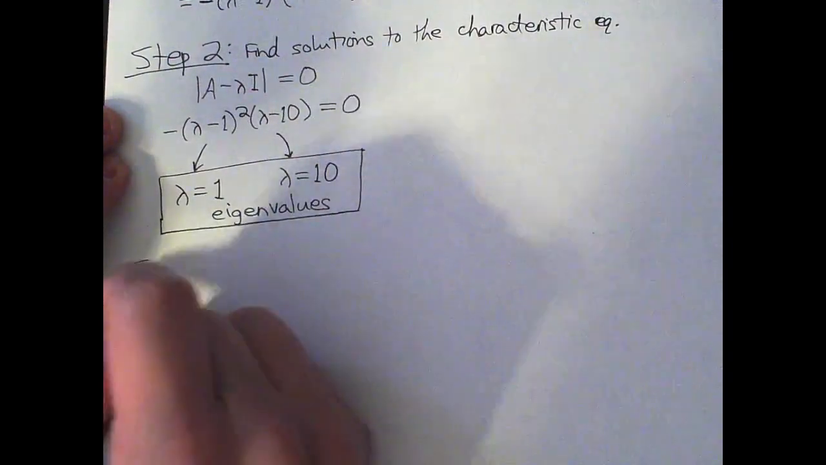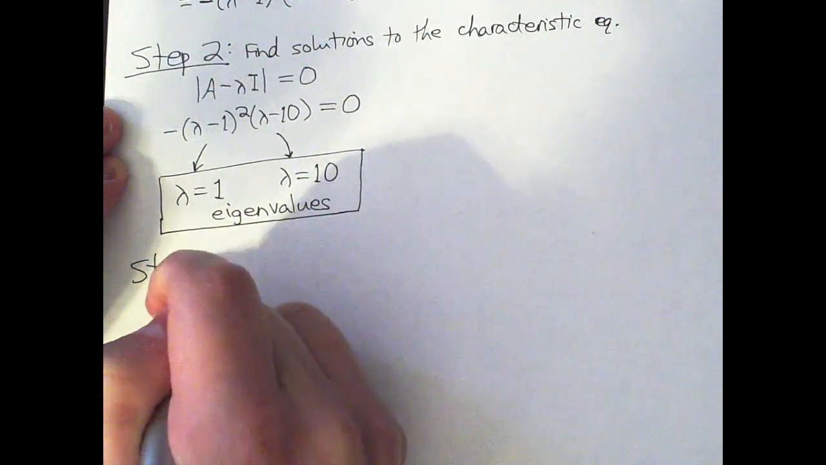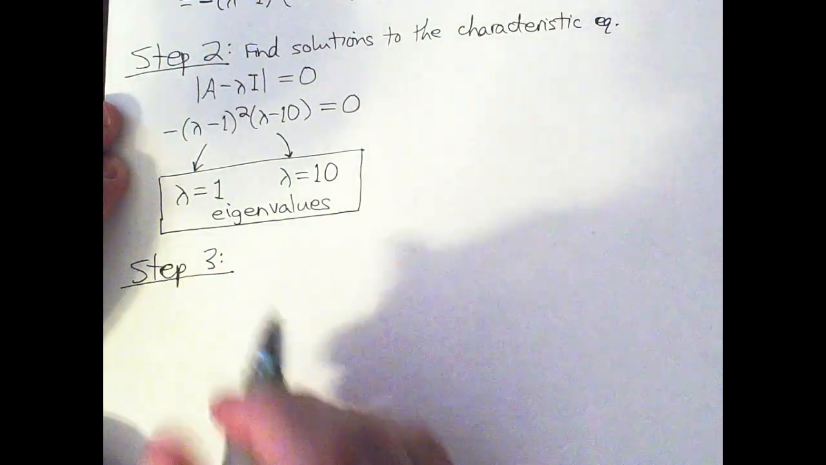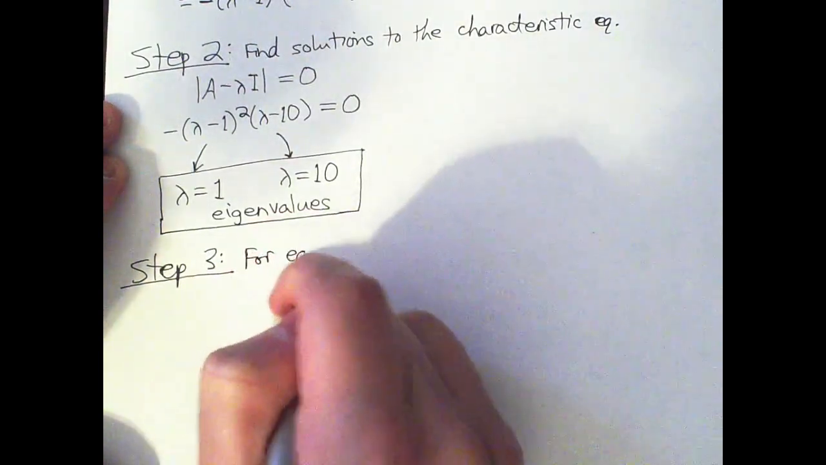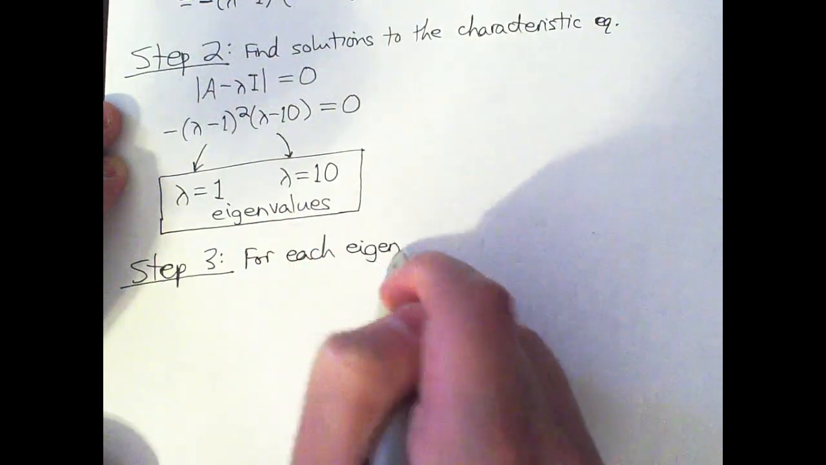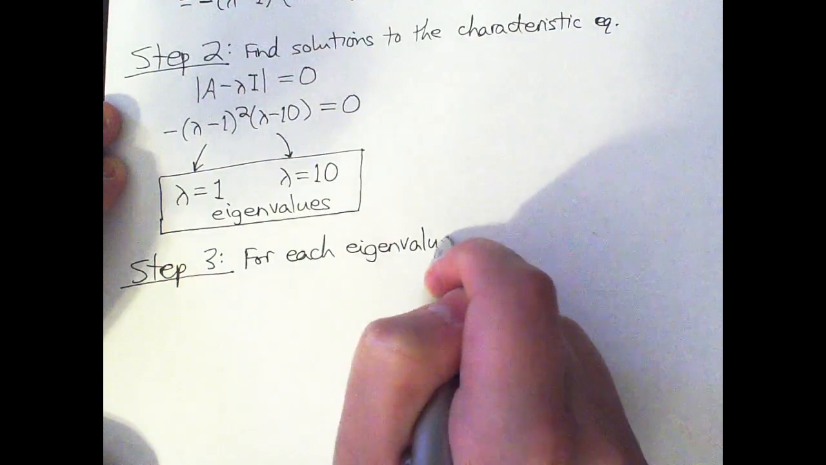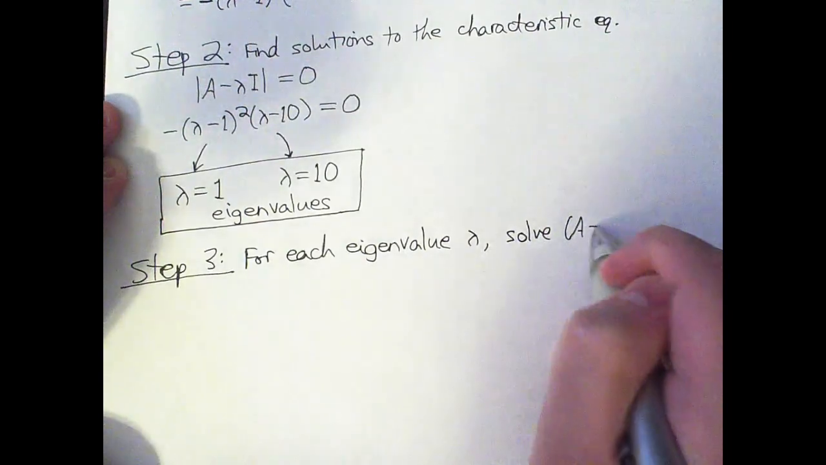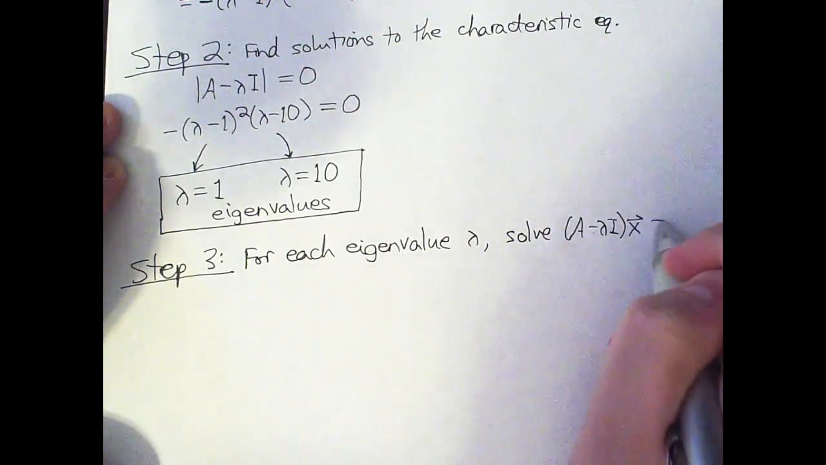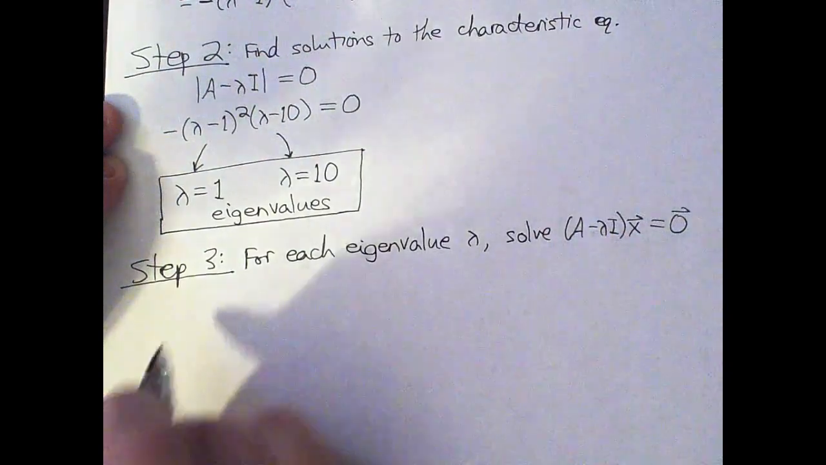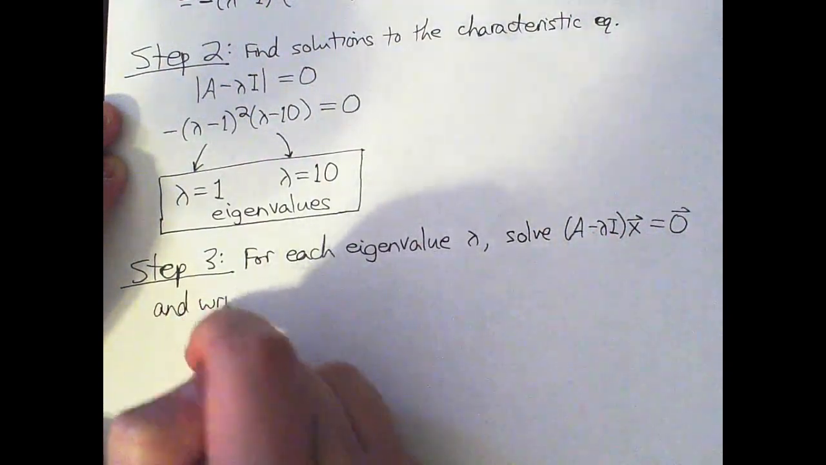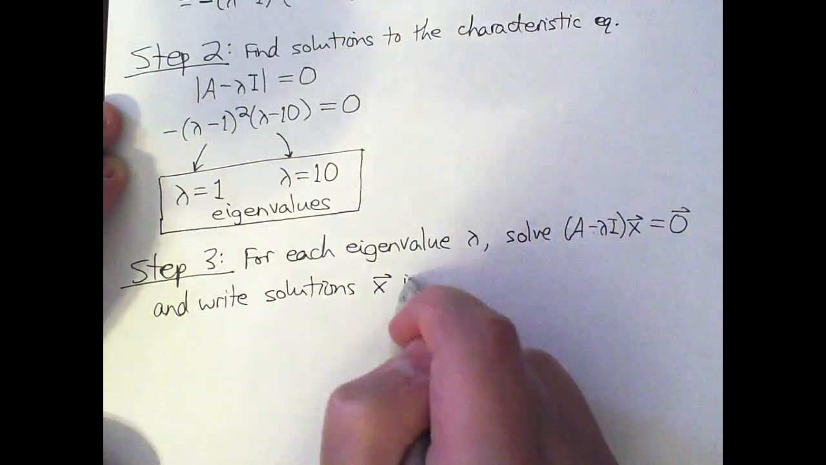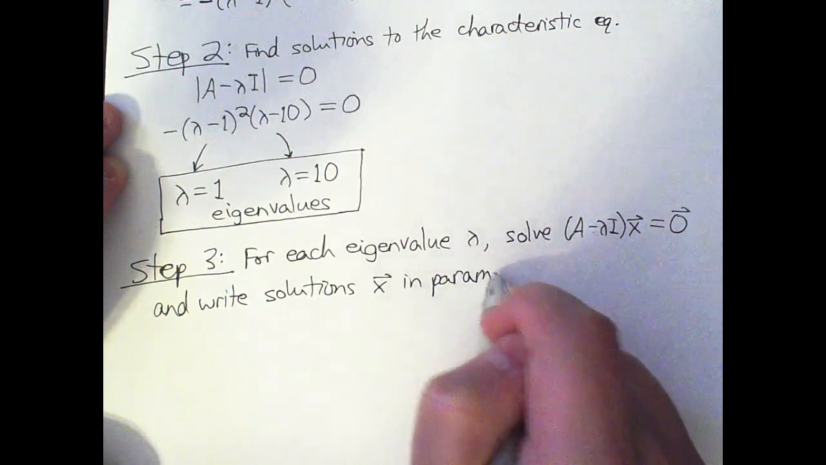Step 3. I said it's a 3-step process, and you know what part of the problem we haven't done yet. We haven't found the eigenvectors, the eigenspaces. So step 3 is going to be, for each eigenvalue lambda, solve A minus lambda I times x equals 0, and write solutions x in parametric vector form.